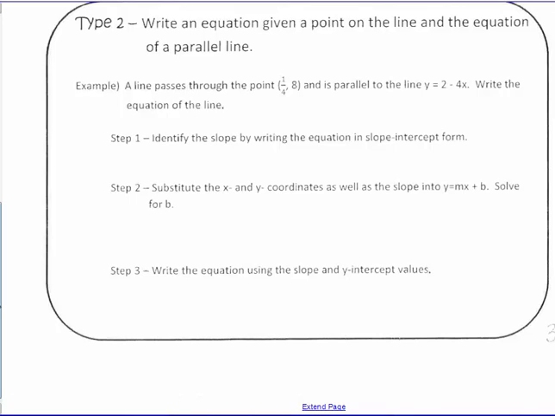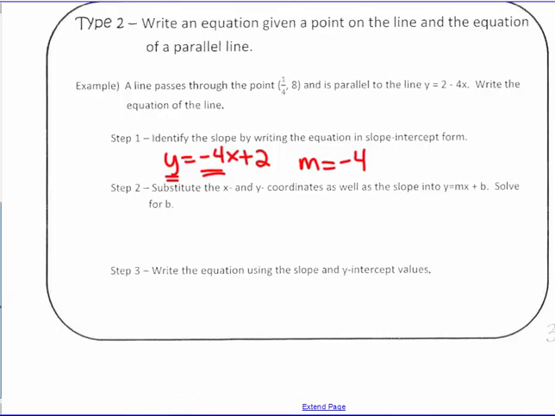Step 1, identify the slope by writing the equation in slope-intercept form. So y equals -4x plus 2. It is a y equals. It doesn't say 2y or 4y. Otherwise, I would have to divide everything by 2 or 4. So it is in the y equals, just the order was a little off on that one. So I know my slope. Identify the slope. It's the coefficient of x. So my slope is -4.